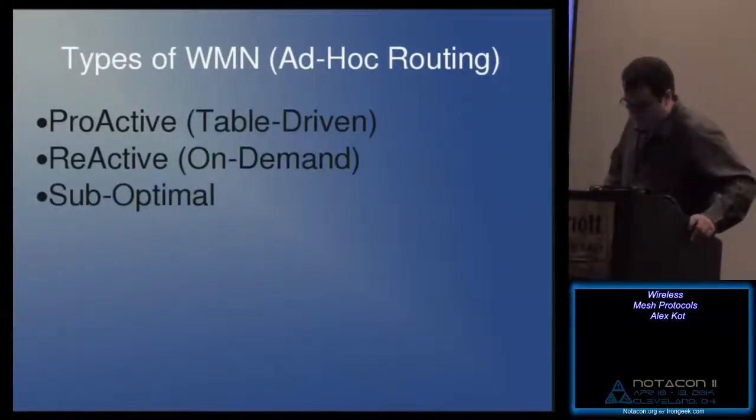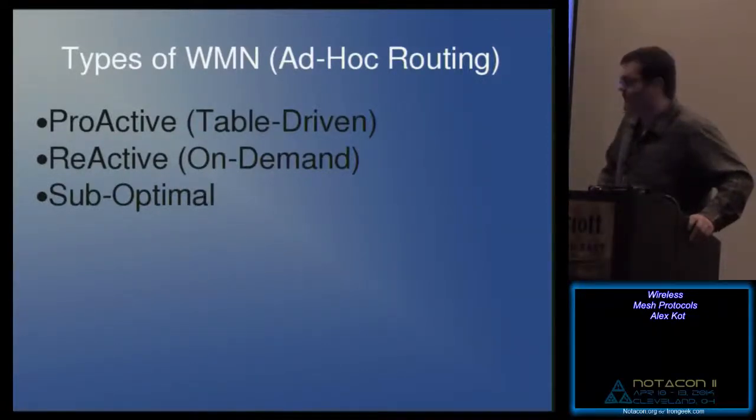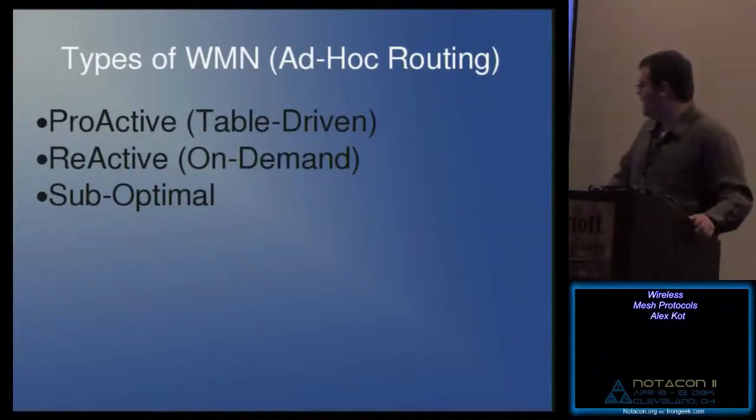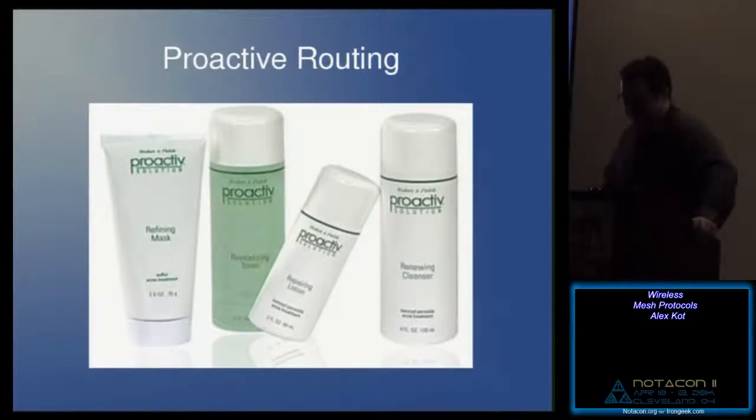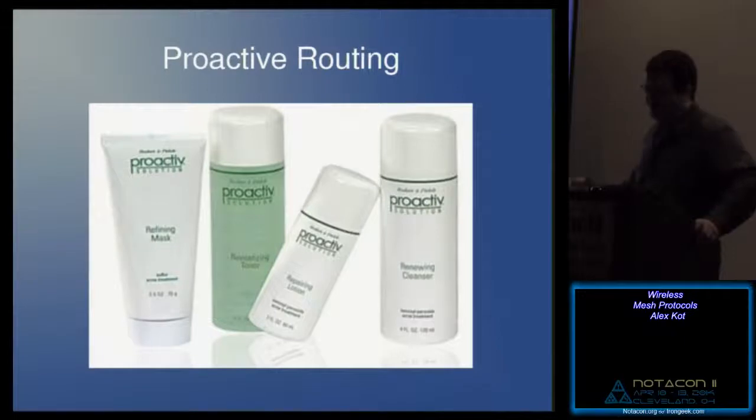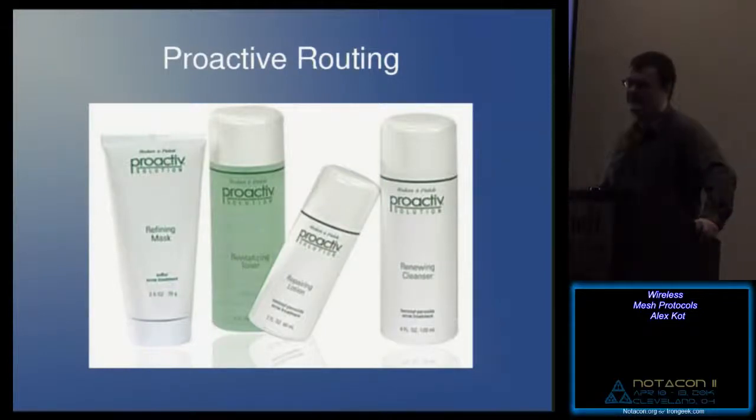So, types of ad hoc networks. You have proactive, which is table driven; reactive, which is on demand; and suboptimal, which is something that doesn't exactly fall into either of those categories. So, proactive routing. Proactive routing basically contains a fresh list of all the destination routes.